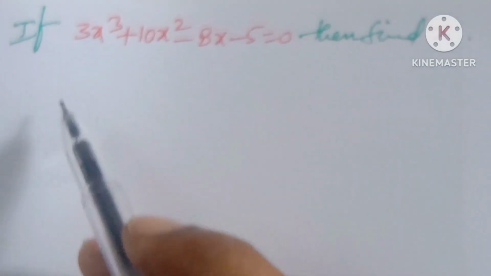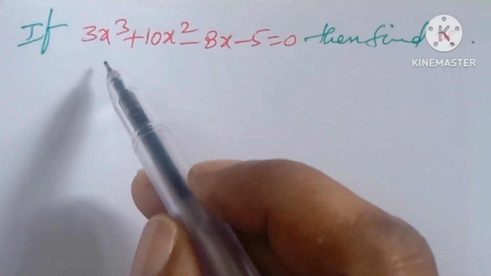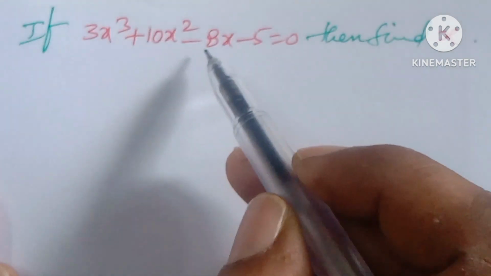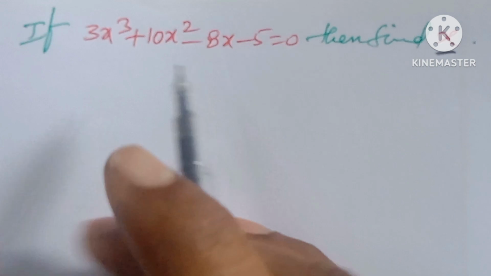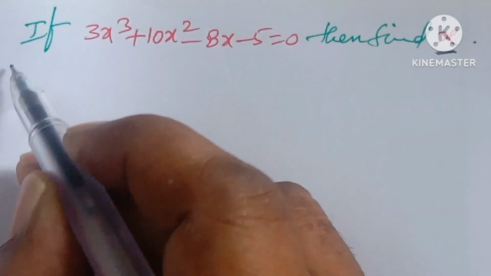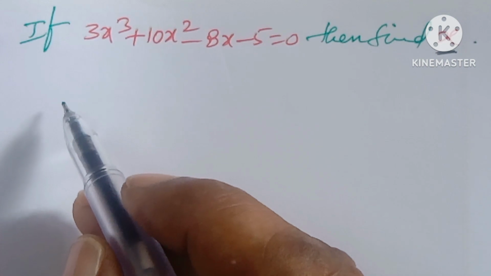Today we are looking at one logical question. The question is: given 3x cube plus 10x square minus 8x minus 5 equal to 0, find the value of x. As you are going to solve this problem, pause the video for 10 seconds and try it.